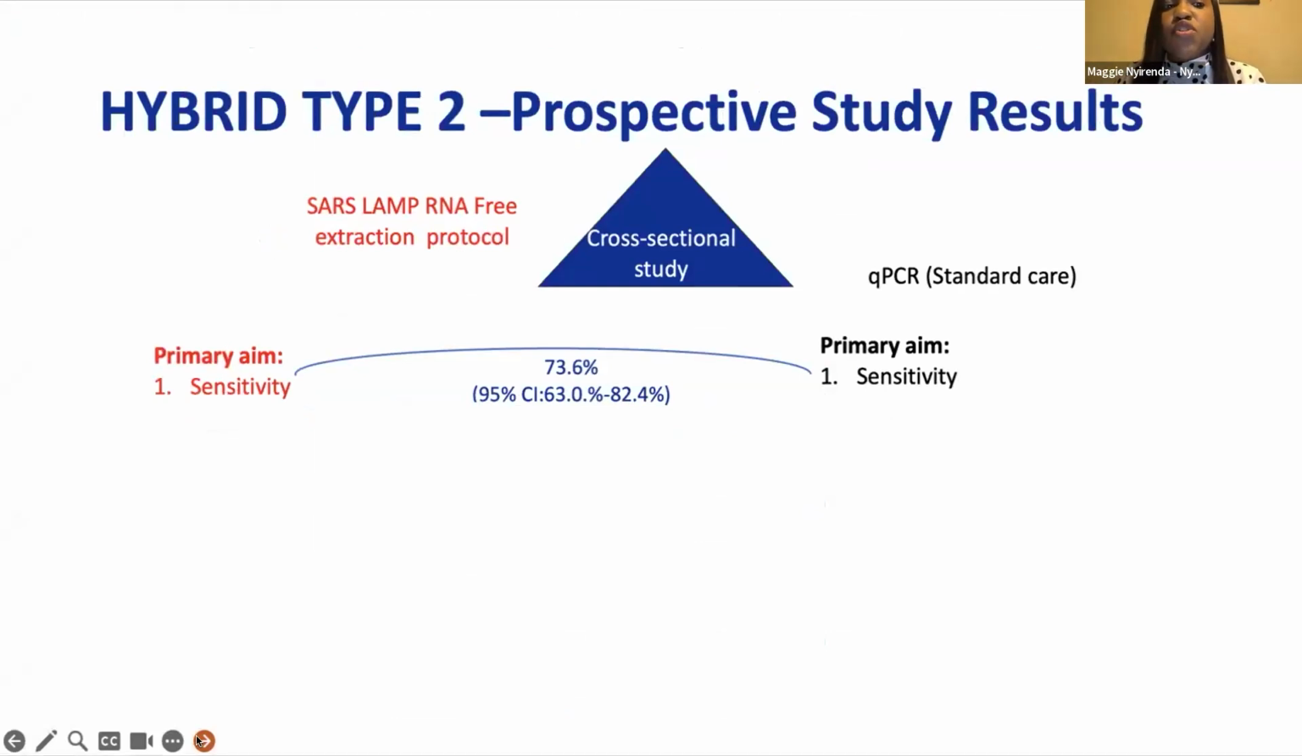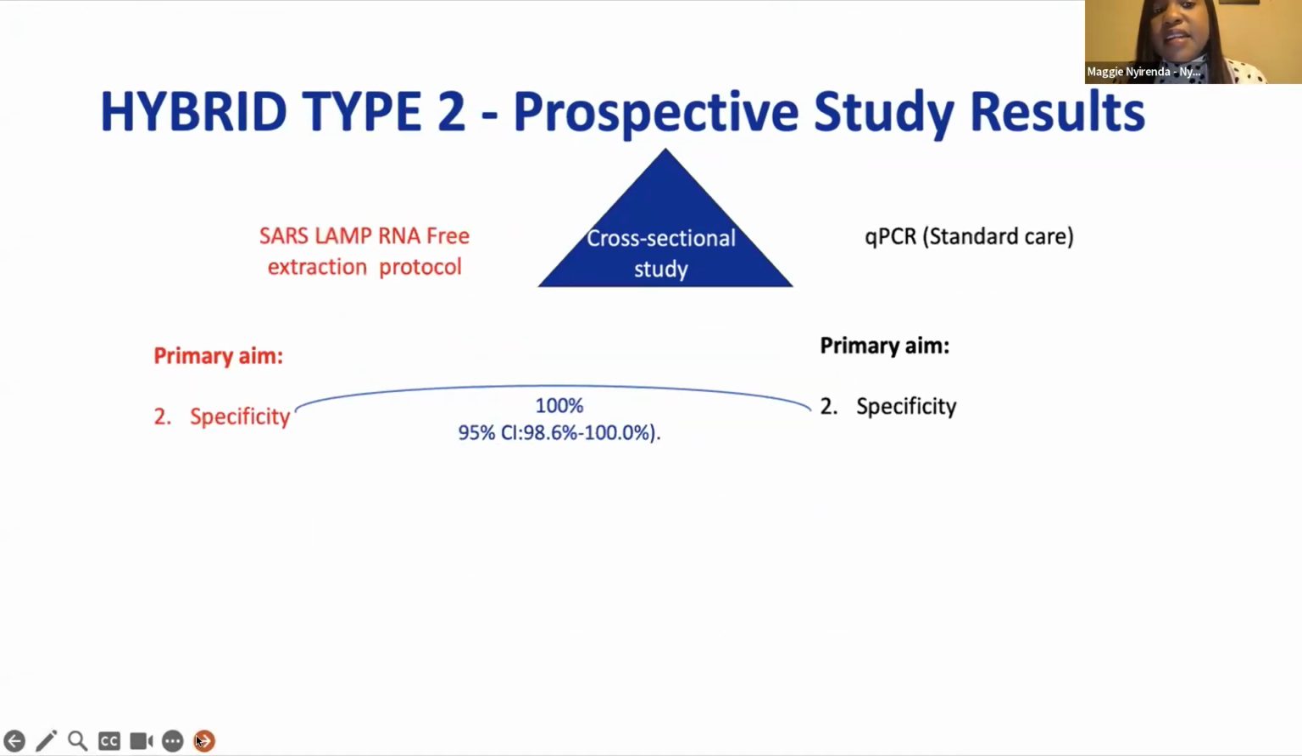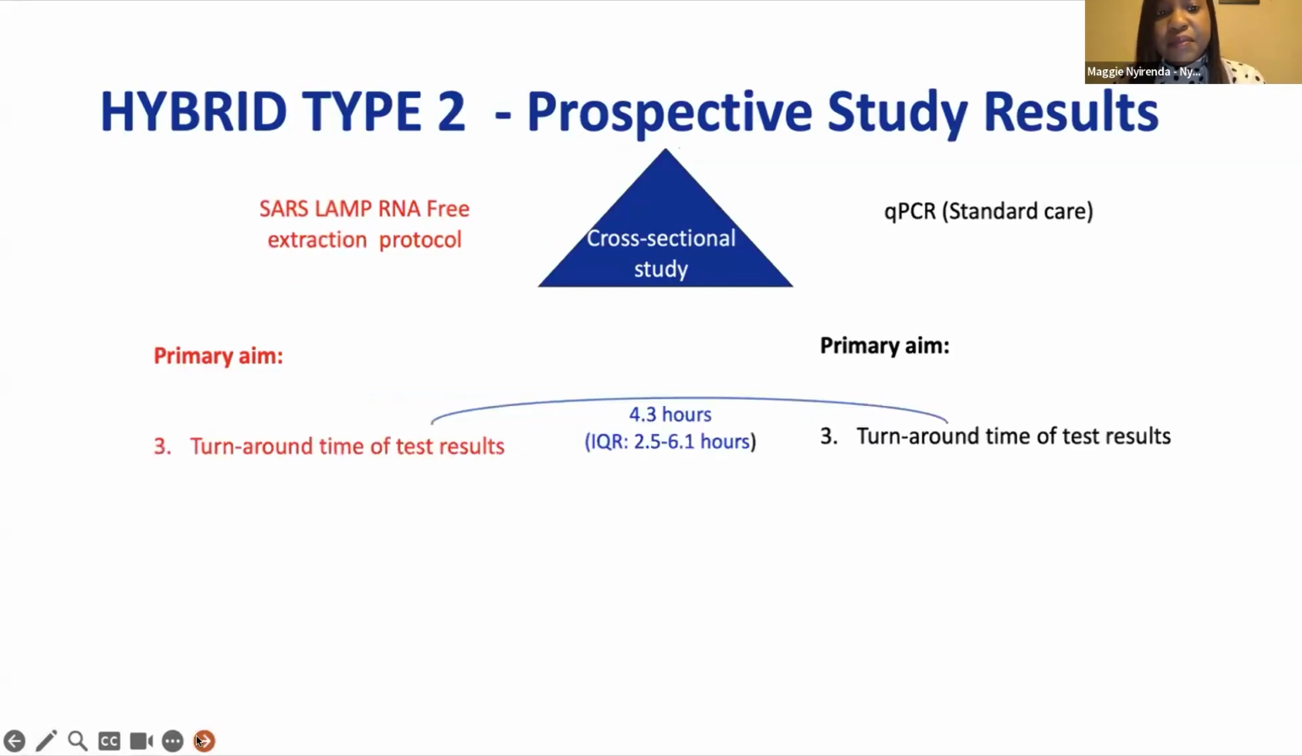As Eleanor had mentioned, you need to test in real life. After you've done your efficacy, you go to real life. And sensitivity again was 73%, like in literature. Specificity was 100% again. Next slide. Turnaround time of results was around 4 hours. Next slide. And next slide.